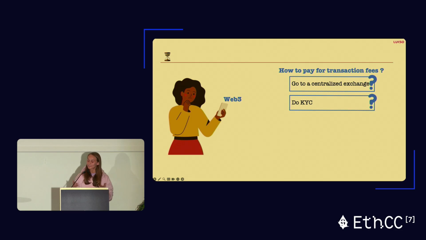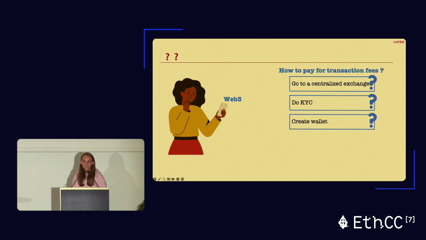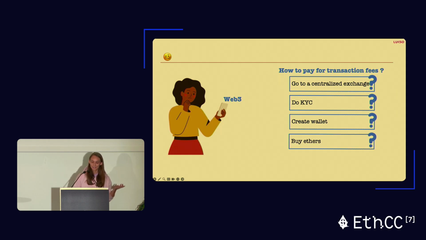Then finally you get through it and you still have to wait for a few hours or a few days for it to be validated. Then you have to create a wallet. For this you need to know about the seed phrase and you need to store it wisely. Finally you can get some native tokens and then you need to transfer them to your wallet.